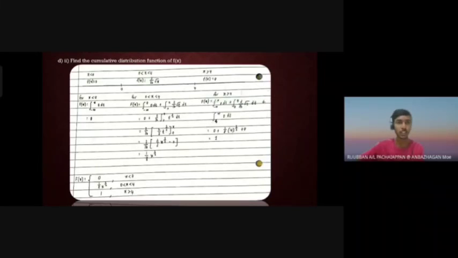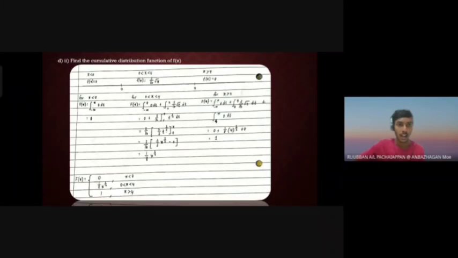So let's proceed to the next question. D, second Roman: find the cumulative distribution function of f(x). I draw a number line so that we can see a clear picture. When x is less than 0, F(x) equals 0. When x is more than 0 and less than 4, f(x) is 3 over 16 square root of x. And when x is more than 4, f(x) equals 0.